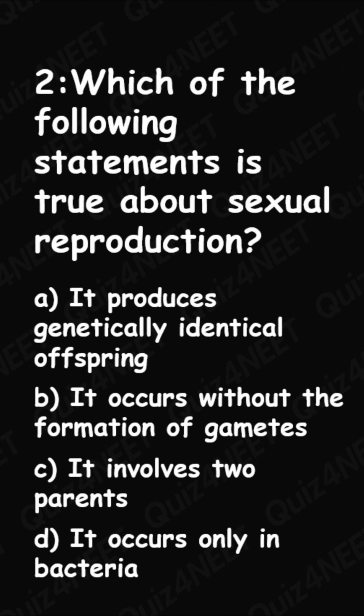Question 2. Which of the following statements is true about sexual reproduction? A. It produces genetically identical offspring. B. It occurs without the formation of gametes. C. It involves two parents. D. It occurs only in bacteria. Answer: C. It involves two parents.